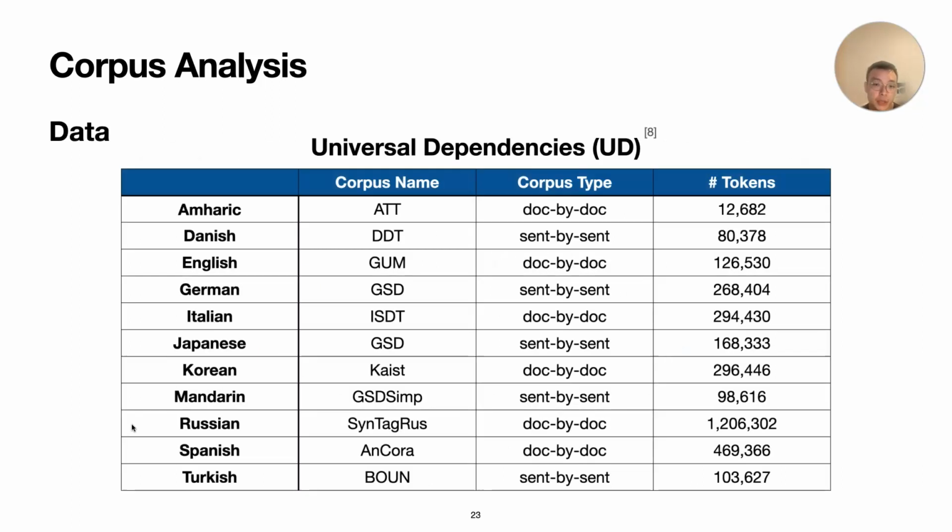Here's the summary of the UD corpora we used. We looked into 11 languages. There are 2 types of corpus. One is organized document by document, and the other consists of isolated sentences. And this might influence the estimation of surprisal, since each word may have a more enriched preceding context if the corpus is document by document. Also, since the Russian corpus is too big, we randomly sampled 300 documents from the Russian corpus, which is roughly half the size of the corpus.